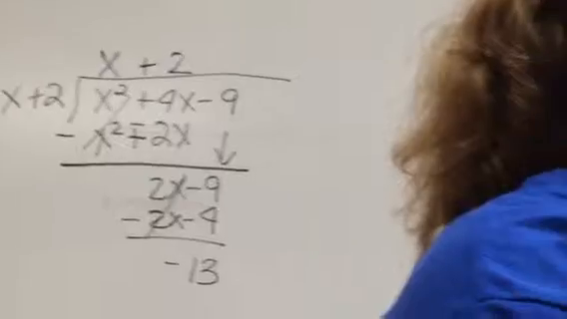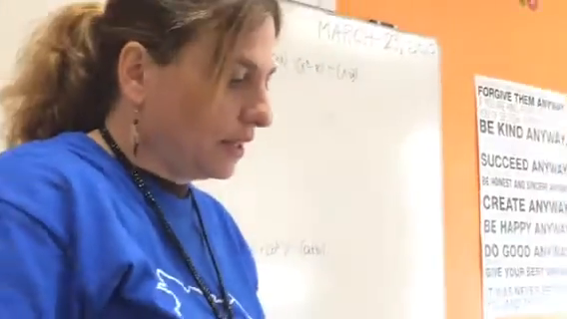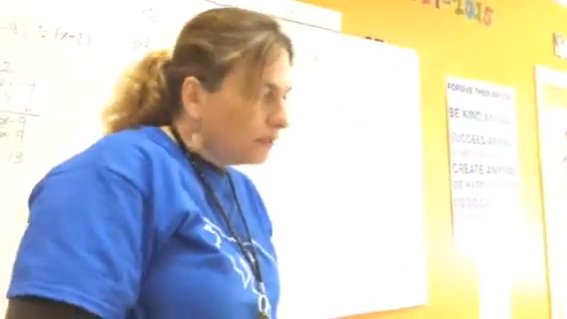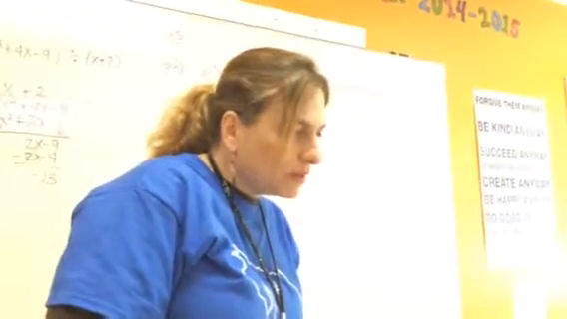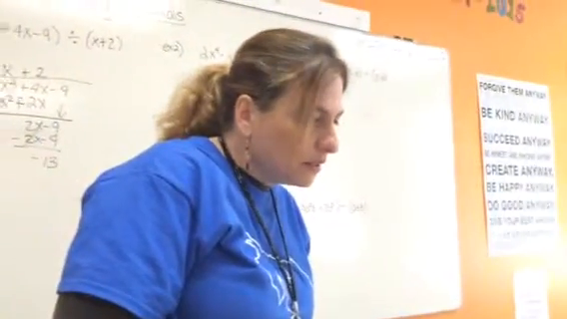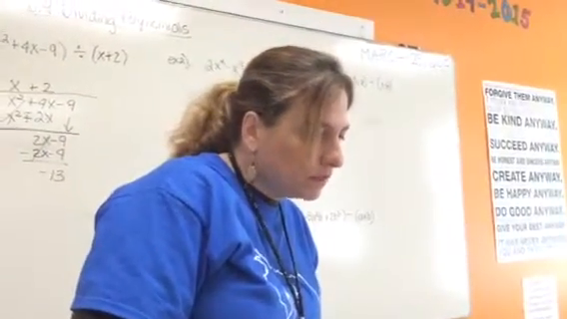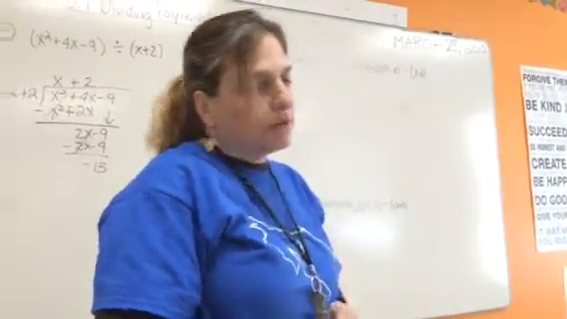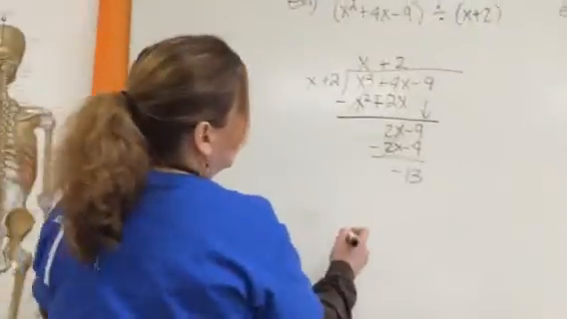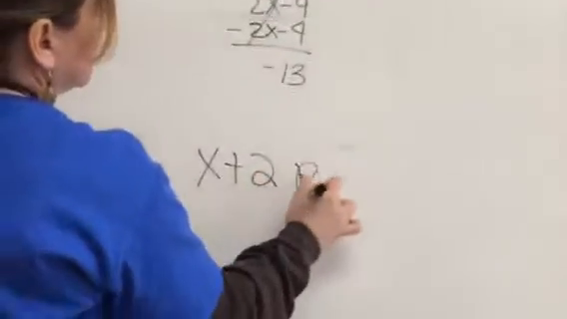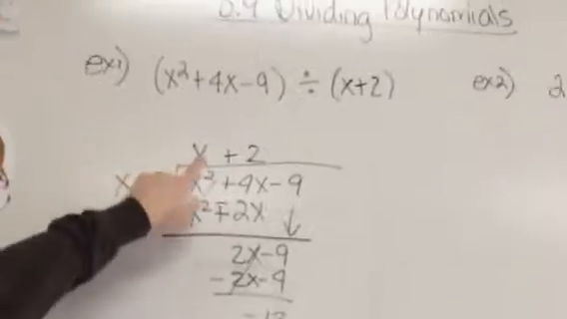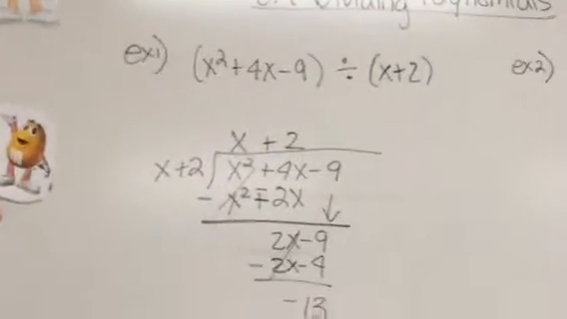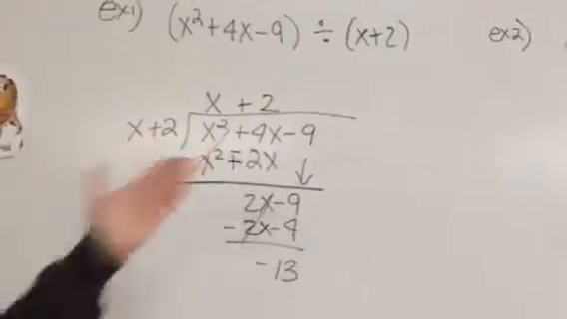I just want to make sure I have the right answer. I always feel like I have to check that. Yes, and I just want to see how they want it written in the end. Oh, remainder negative 13. They just want you to write it like this, remainder negative 13. Now you could check that by multiplying these two things together and then adding a negative 13, and you should get that out. I'm not going to do that, but that's how you would check it.